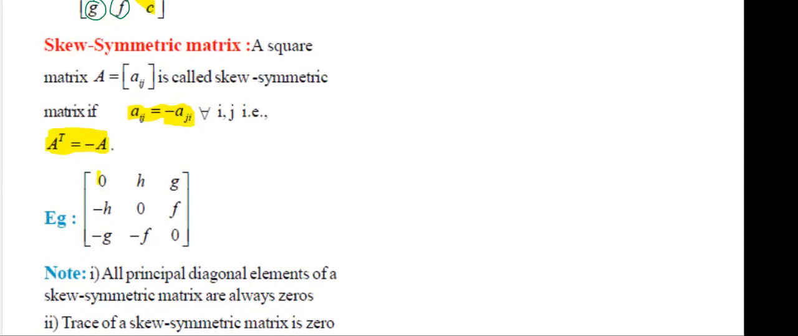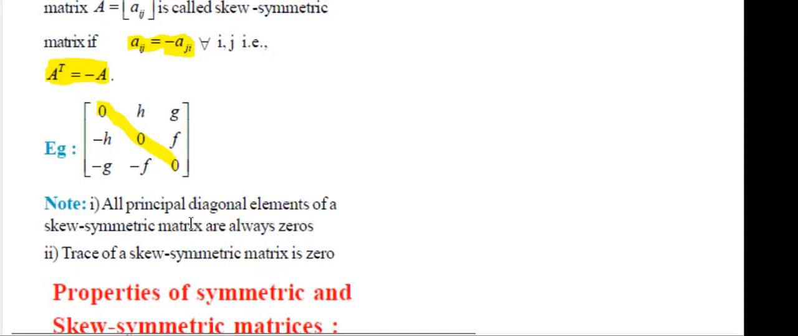See here, in a skew symmetric matrix, the principal diagonal elements are 0. Observe here, all principal diagonal elements of a skew symmetric matrix are always 0. And the trace of a skew symmetric matrix is 0. No need to find it, if it is a skew symmetric matrix, trace is 0. What is trace? Sum of the principal diagonal elements only.